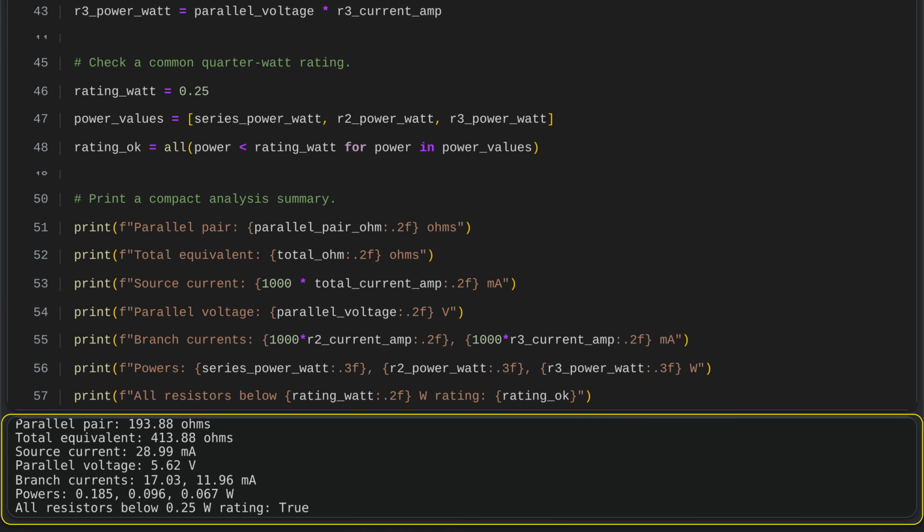This script analyzes a mixed resistor circuit with both series and parallel parts. It simplifies the parallel resistors, adds the series resistor to find total resistance, then uses a 12-volt source to calculate total current. It also finds the voltage across the parallel section, the branch currents, and each resistor's power dissipation. The output summarizes these values and checks that all resistors stay below the quarter-watt power limit.